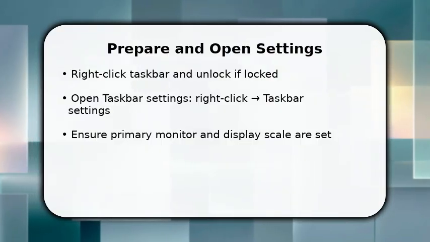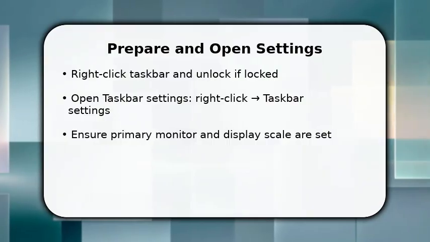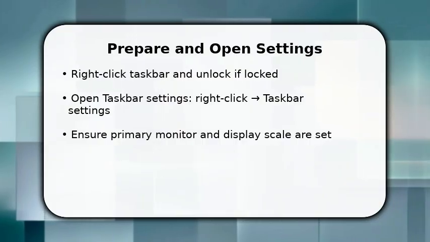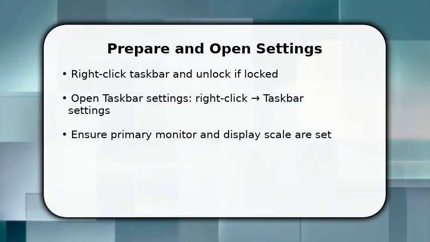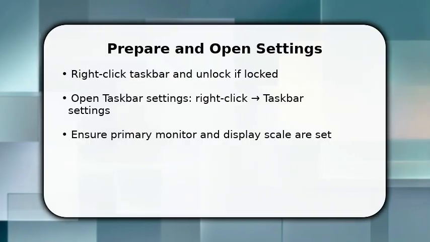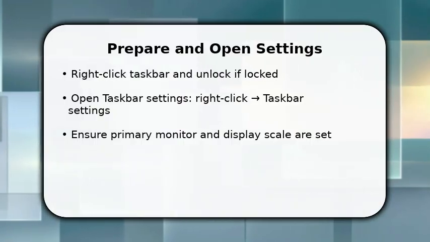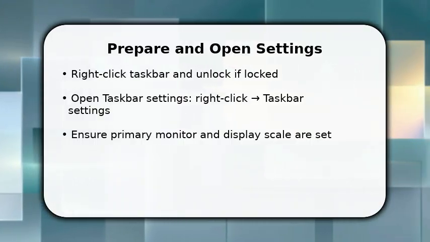You start by unlocking and opening the right controls. Right-click the taskbar and unlock it if needed, then open Taskbar settings. You do this because some options depend on an unlocked bar and correct display settings. Once done, check your primary monitor and display scale so icons align predictably.